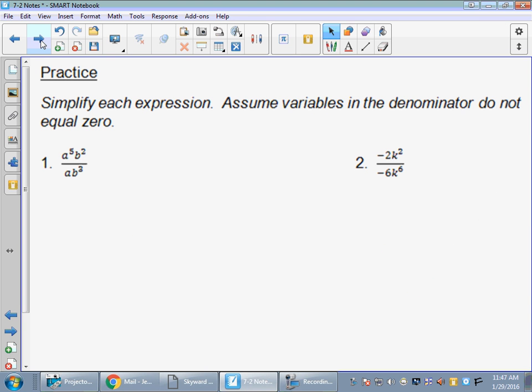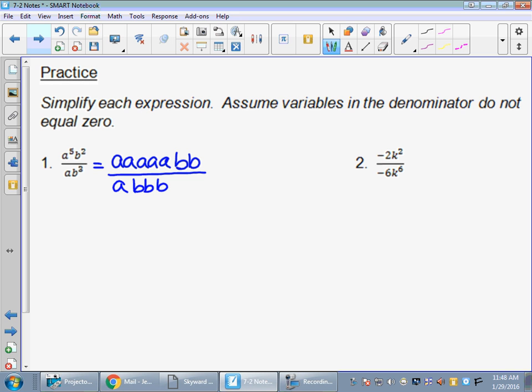All right, so let's go ahead and try some problems. Again, you're going to do both expansion and the rule to help until you understand this. And then on the quiz, I don't care what you use. All right, so we got a to the 5th, b squared over ab cubed. So expansion tells me I have 5 a's on top. I have 2 b's on top. I have an a on the bottom with 3 b's. Using expansion, one set of a's turns into 1. 2 sets of b's turn into 1s, and so I am left with 4 a's on top and 1 b in the bottom.